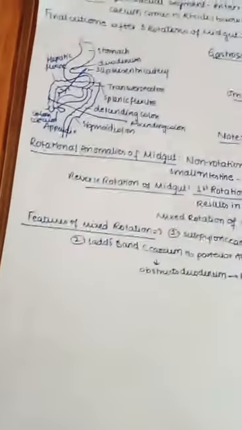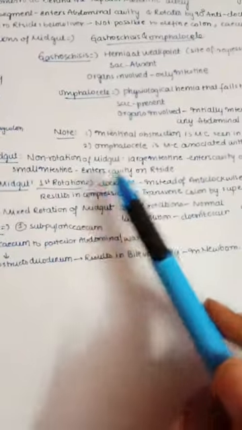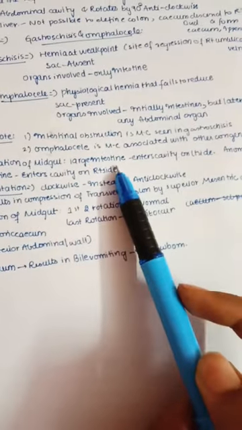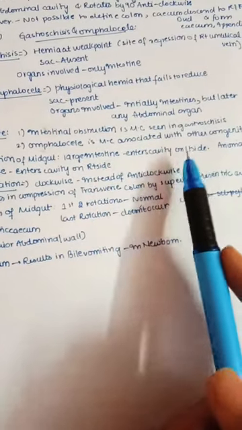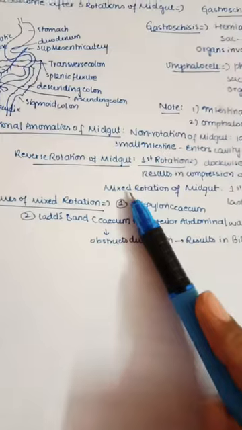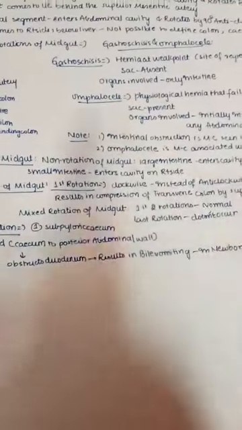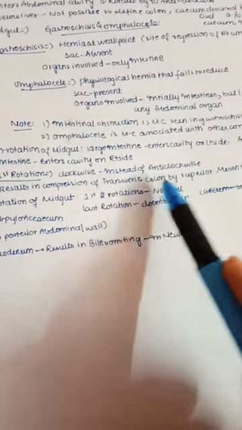Now let us see the rotational anomalies of the midgut. If the rotation doesn't take place, that is non-rotation of the midgut, then the large intestine may enter the cavity on the left side and the small intestine may enter on the right side. And reverse rotation of the midgut, that is the first rotation may undergo clockwise direction instead of anti-clockwise as we discussed, so it results in the compression of the transverse colon by the superior mesenteric artery.